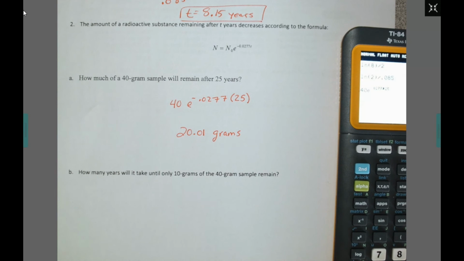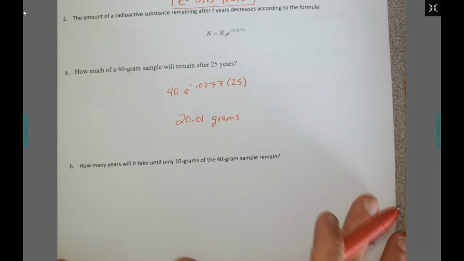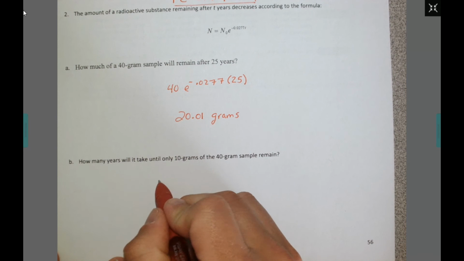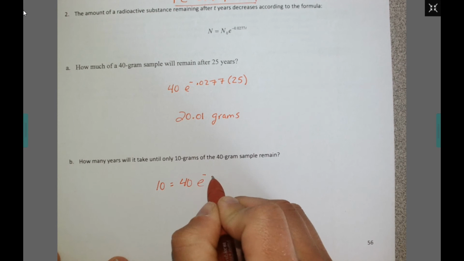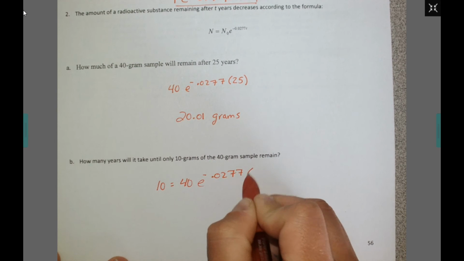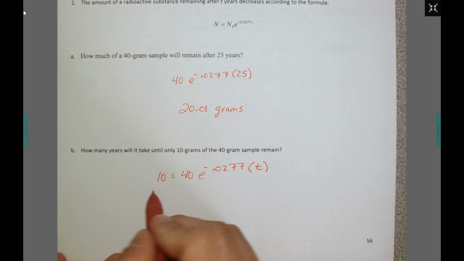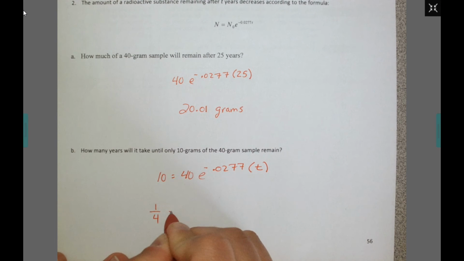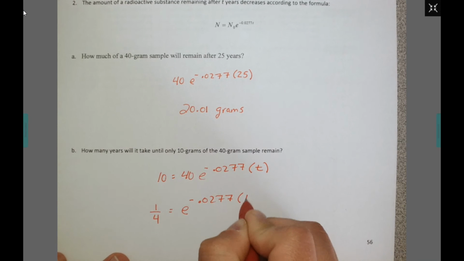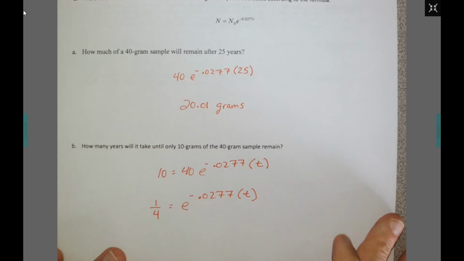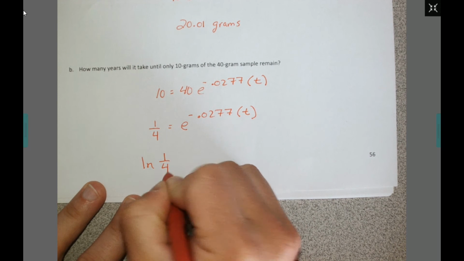For B, they want to know how many years it will take until only 10 grams of the 40-gram sample remains. So this is one where we're going to have to use logs. We're going to have 10 equals 40 e to the negative 0.0277, and then we need to solve for t. So just like we did on the last one, you're going to divide each side by 40. I'm left with 1/4 equaling e to the negative 0.0277t.